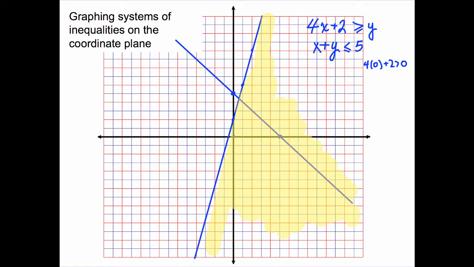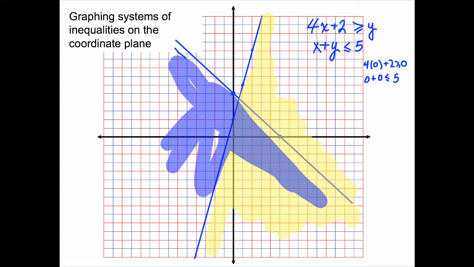And then let's now look at this other one. x plus y is less than or equal to 5. If we use the origin as a test point in that one, x is 0, y is 0. Is that less than or equal to 5? Yes, it is. So the origin is also a part of the solution of this second line. I'm going to shade this in a different color. So shade it here.